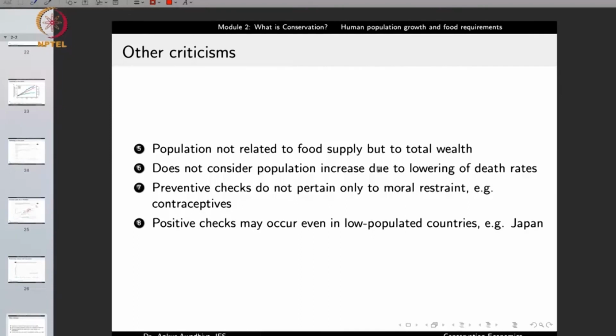Now, with increasing wealth, not because of increasing food supply, but because of increasing wealth, more and more people have access to technologies and better healthcare. And when a society has more access to technologies and better healthcare, the death rate starts to fall. When the death rate starts to fall and the birth rate has remained constant, we have a situation where the birth rate is greater than the death rate.